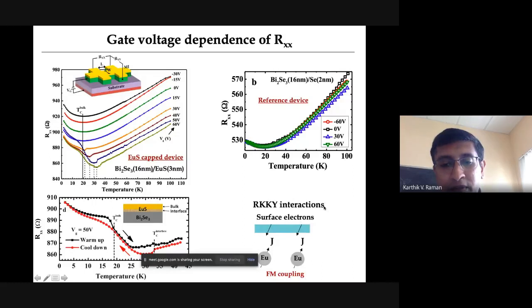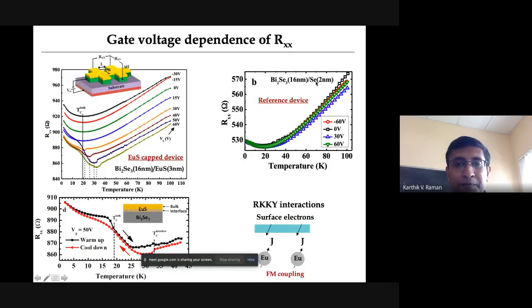We have more results on it, but for this talk, the focus has been primarily to tell you that these interfaces can give rise to very interesting effects. We also confirm this response in the fact that such responses are not at all seen in our reference devices, which don't have europium sulfide.